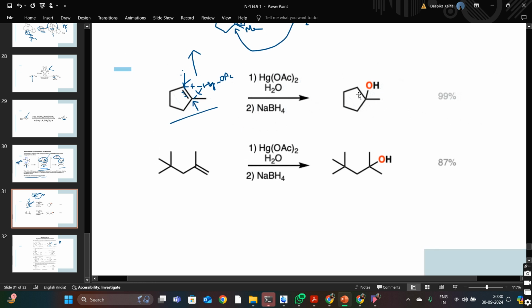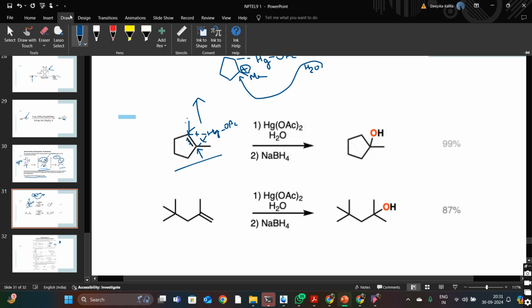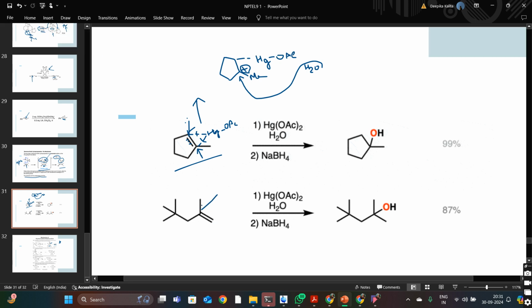So this is how this oxonium that we are going to get first will undergo deprotonation, and this carbon-mercury bond will be cleaved using sodium borohydride. So if we talk about the below question, there also you can expect that, see, this side your carbocation will be more stable, right? So in this case also you are going to get a carbocation here.